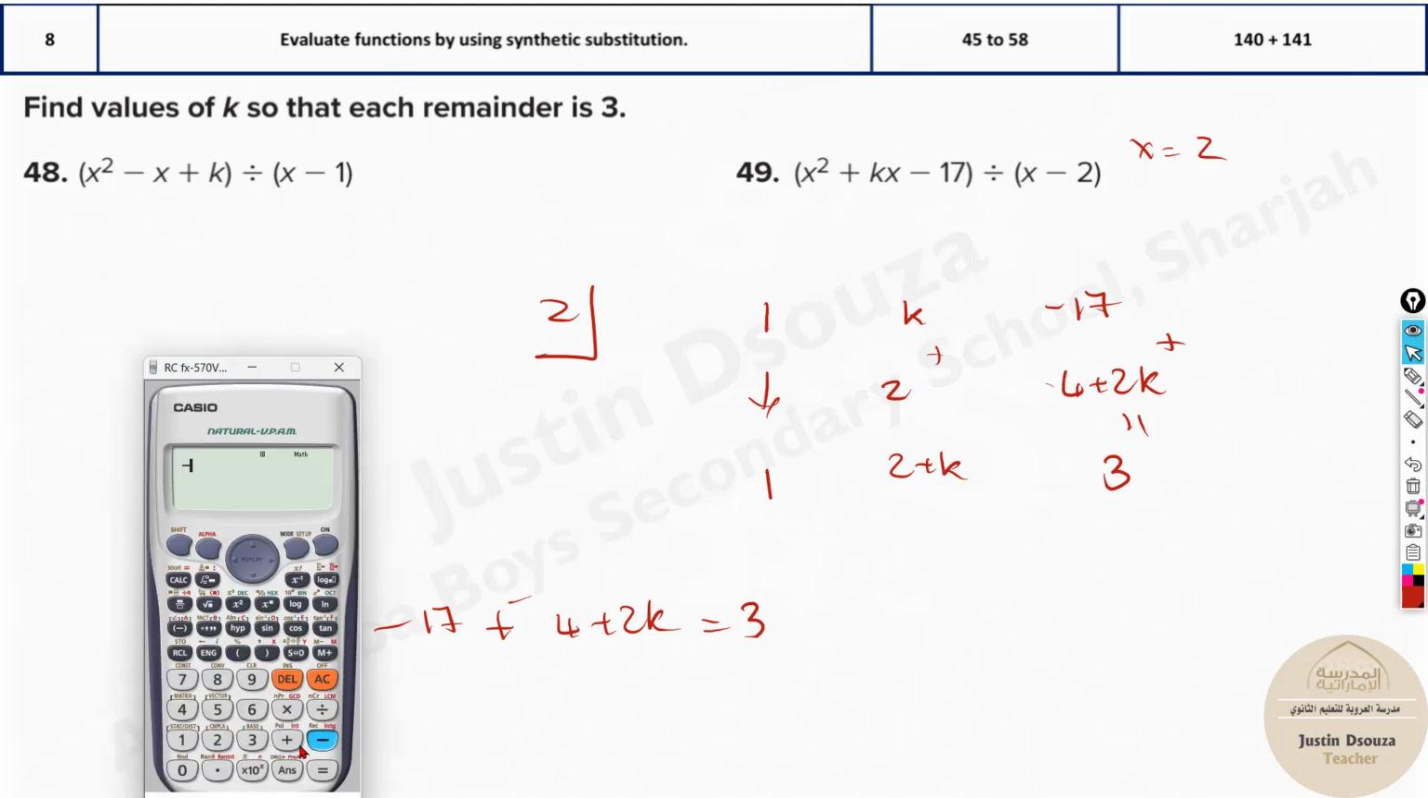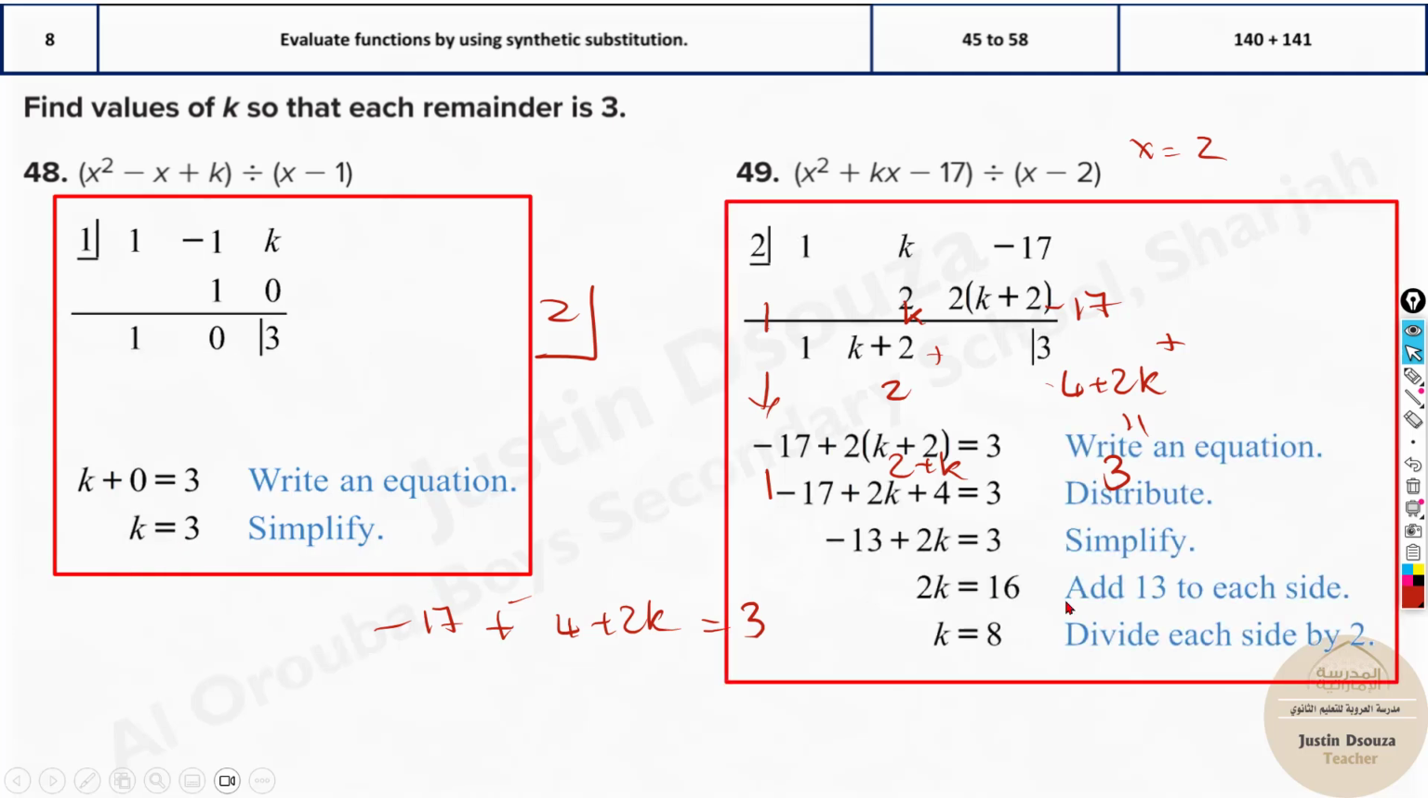Here all you need to do is press negative 17 plus 4, plus 4 plus variable, written as alpha x because we don't have a k symbol as a variable. 2x equals how much? It's 3. Shift and solve. Then press equal to. The answer is 8. So the final answer must be 8. You can see over here the k value is 8.